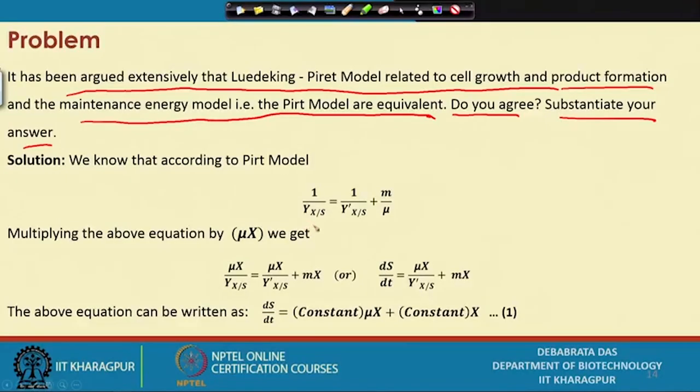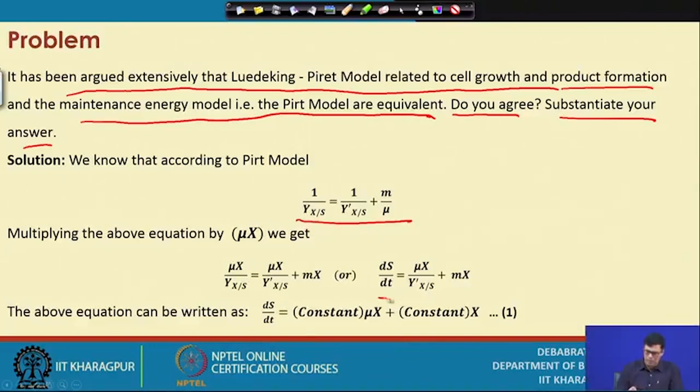Now, the Pirt equation is the model we have already derived, and it has come from this. Am I right? That minus ds by dt equals mu x over Y'x/s, which is the true yield coefficient, plus m into x. Now, Y'x/s is constant. Am I right? So, we can write minus ds by dt equals constant into mu into x plus constant into x.